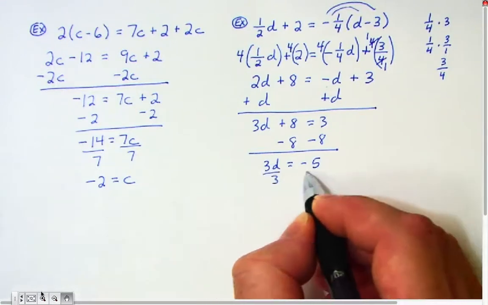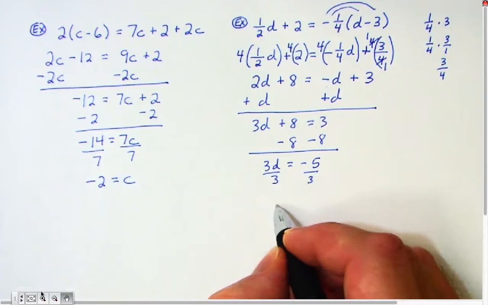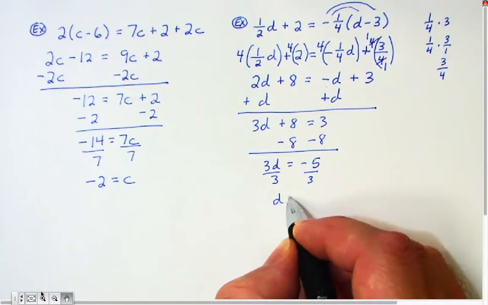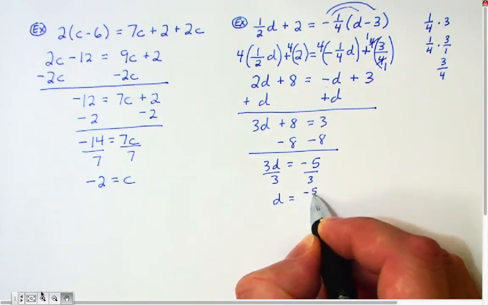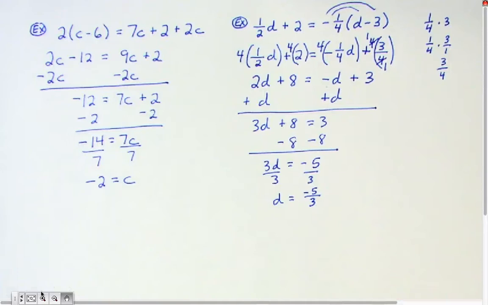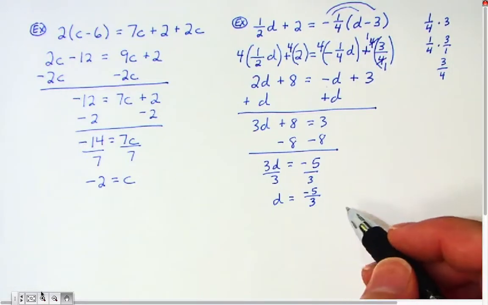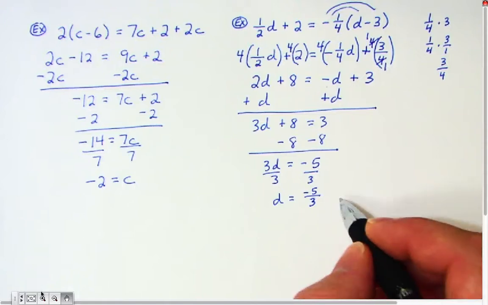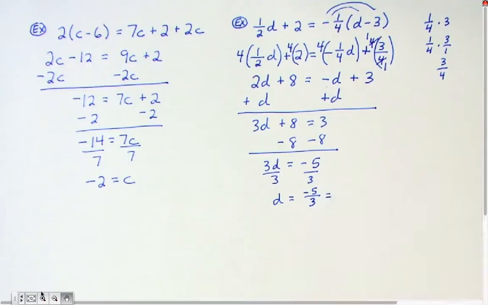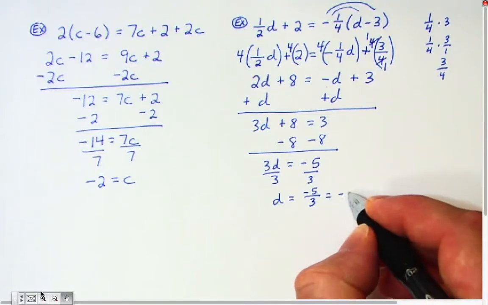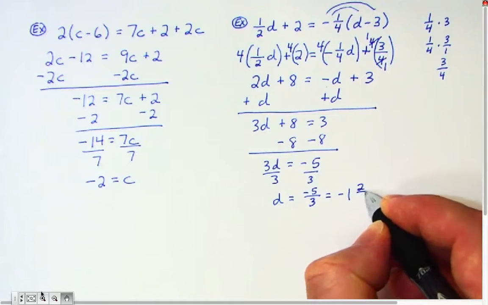Divide each side by 3, and we have that d is equal to the fraction negative 5/3. And it's fine to leave that as an improper fraction, negative 5/3. You could also write it as a mixed number, negative 1 2/3.